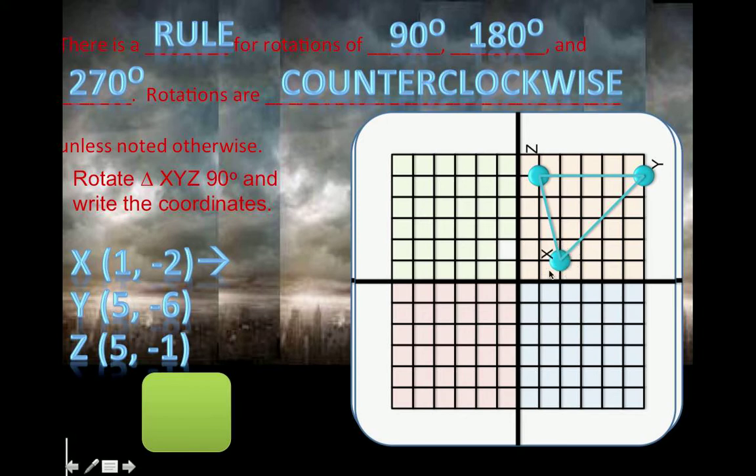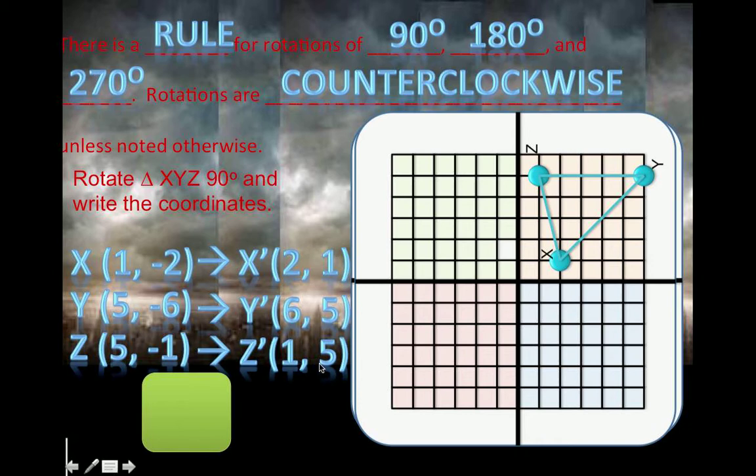So starting with X, we can see that our new point is at 2, 1. So X prime is going to be at 2, +1. Y is up here, and we go forward 1, 2, 3, 4, 5, 6. So we went forward 6, and we're going up 1, 2, 3, 4, 5. So our new point should be at +6, +5. And our last one, Z over here, is at +1, and then we went up 1, 2, 3, 4, 5. So we're at +1, +5. So we'll write that down right over here, just like we did the rest of them.